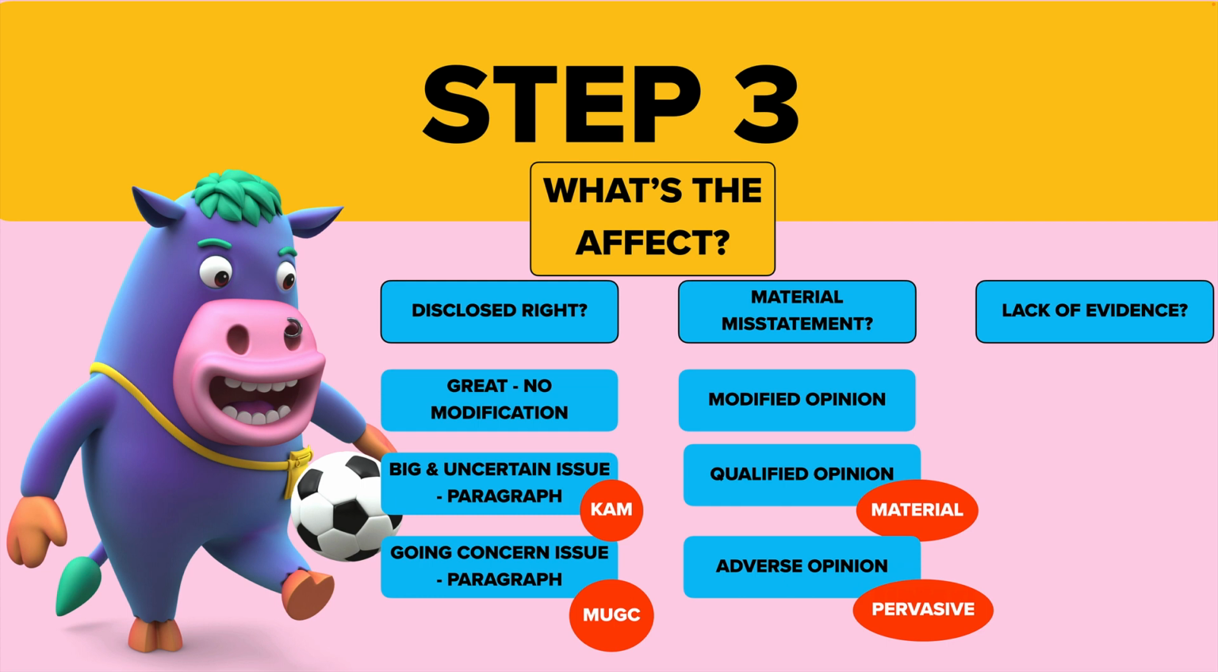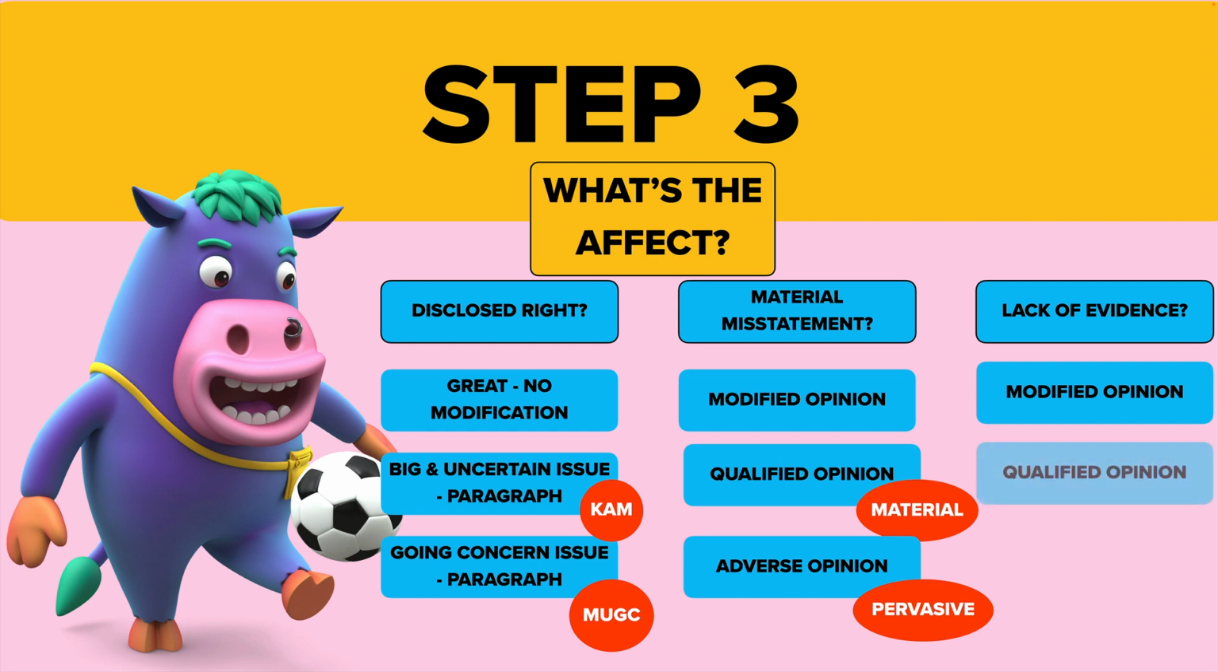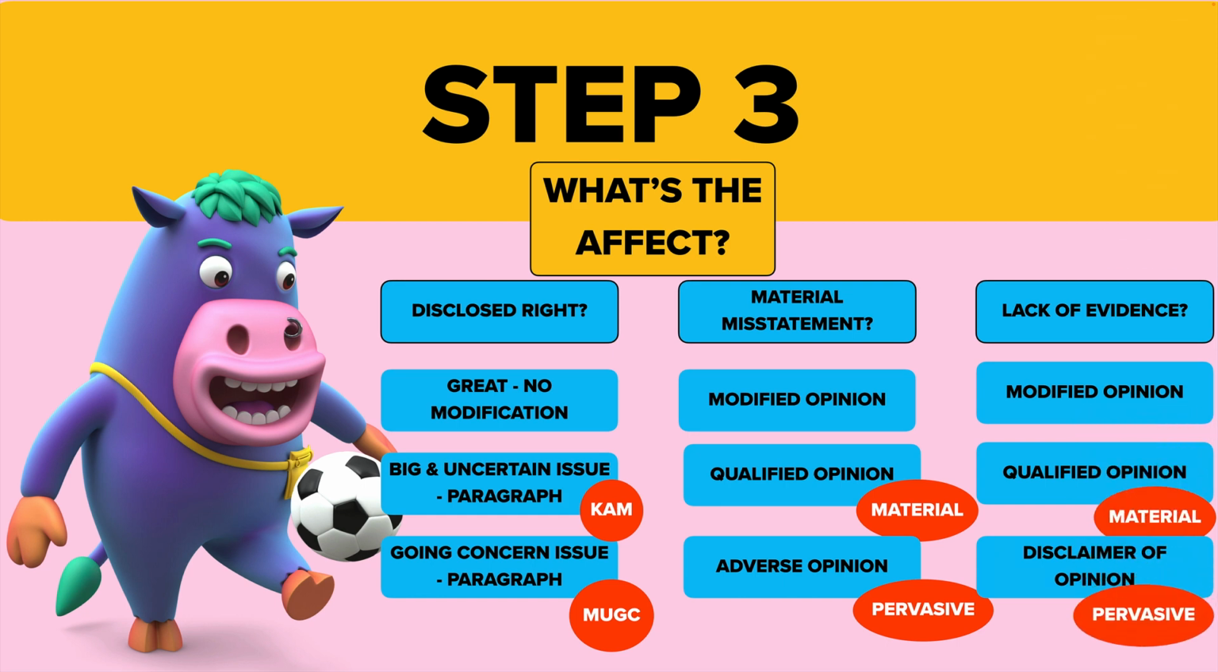It's the same with lack of evidence. You haven't got much evidence or enough evidence, and so therefore you have to put a modified opinion. What sort? A qualified one, if it's material, but this time not an adverse opinion. You're not saying everything's wrong, you're saying I've no idea. A disclaimer of opinion because it's pervasive.